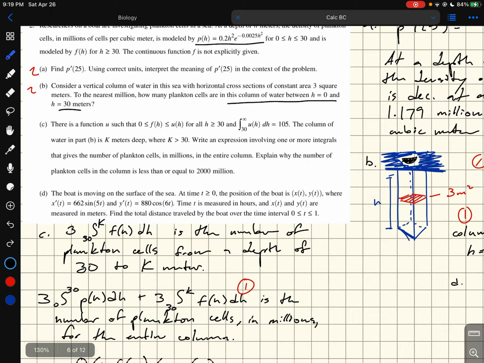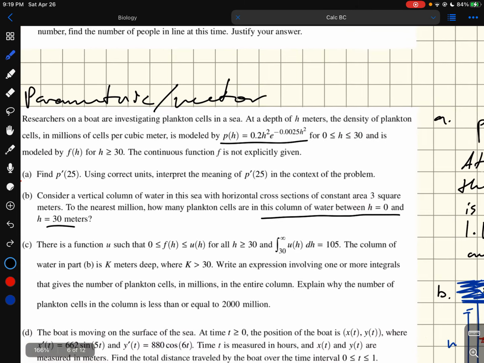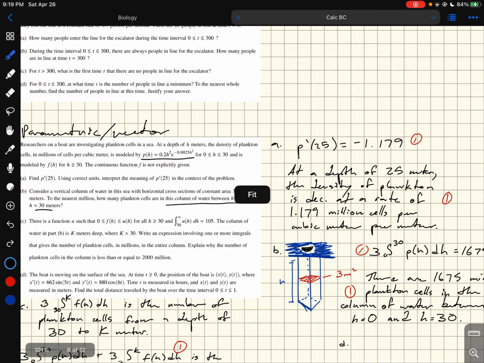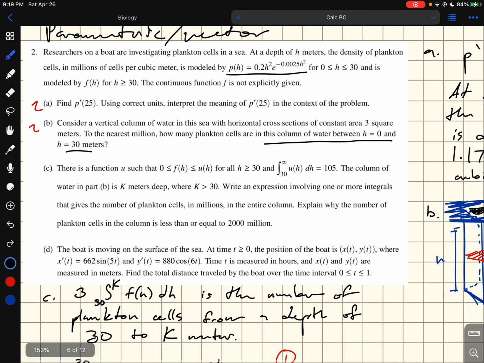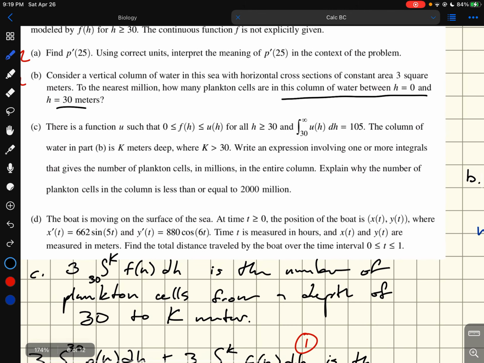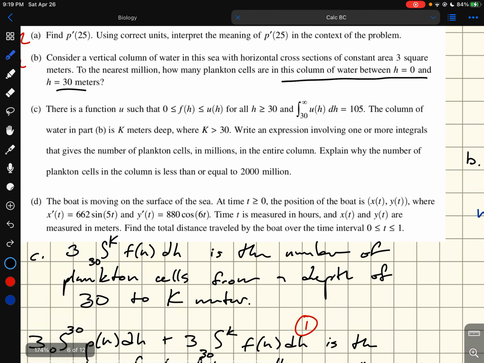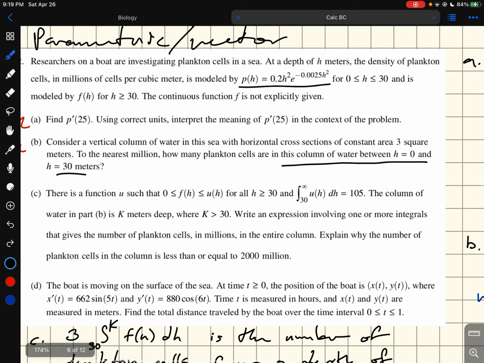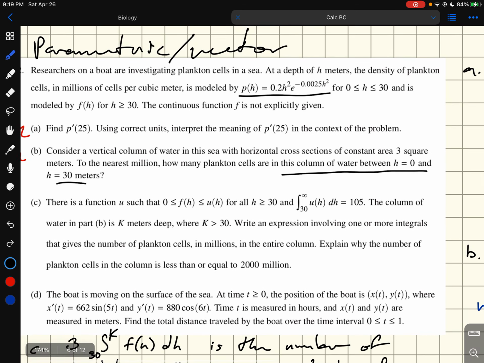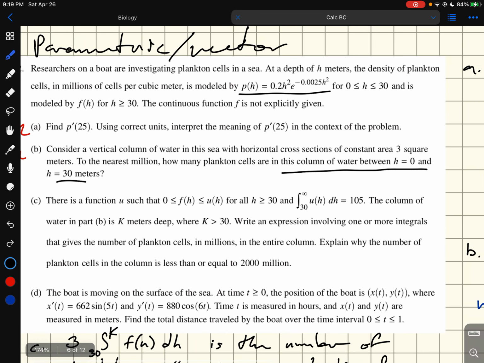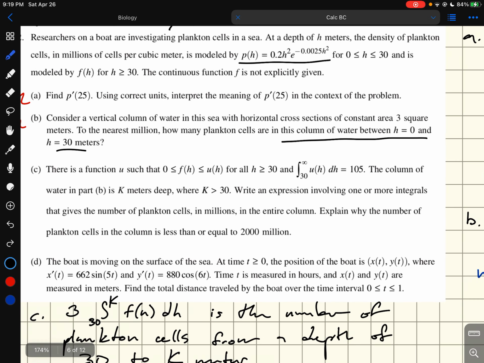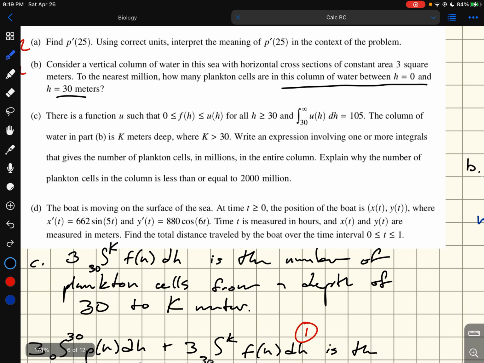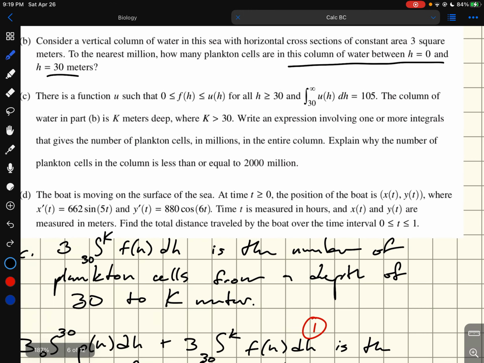So, I forgot to mention, this is a parametric question. I just got straight into the problem. I'll explain that after. This part is parametric because we're talking about things in regards to time.